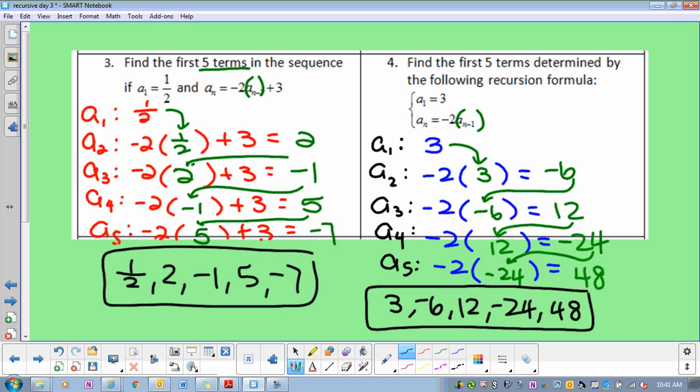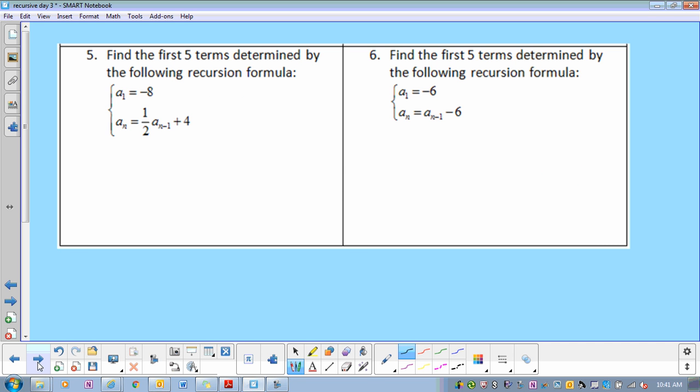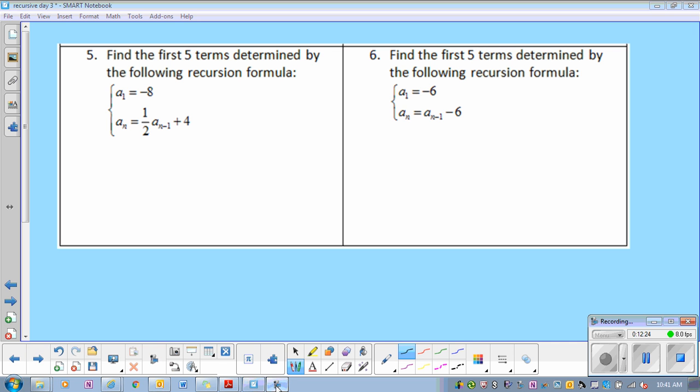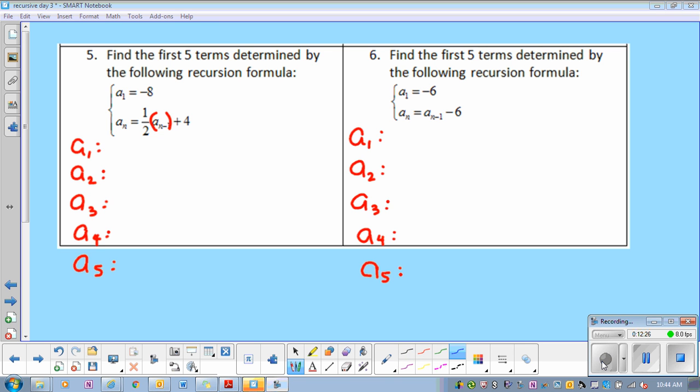All right. We ready for the next one? 5 and 6. Actually, how many of you guys tried 5 and 6 on your own? Okay. Try it now. Get a head start. Try 5 and 6. All right. A sub 1 is -8. So 1/2 plug in plus 4. Yes?